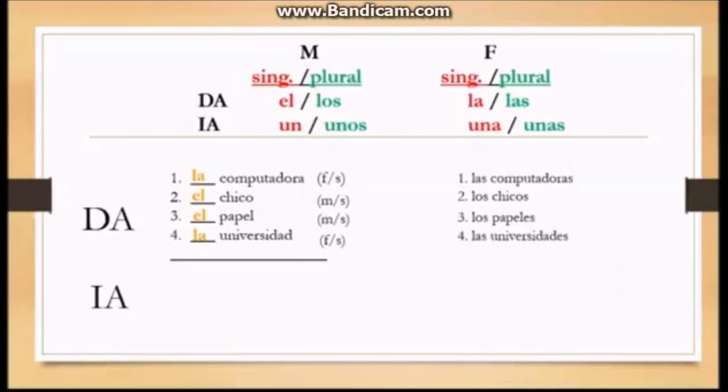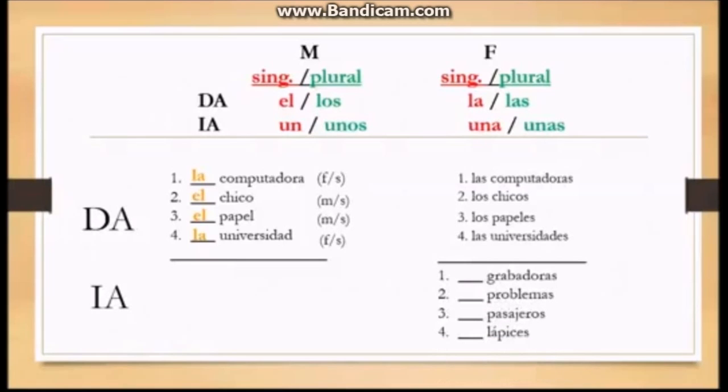Number 4 ends in D. D is a consonant, so we add es to the ending to make it plural. La is our definite article when it's singular. We know that la is singular and feminine. To make this plural, we keep the gender of it being feminine and change the number to plural. Las universidades.